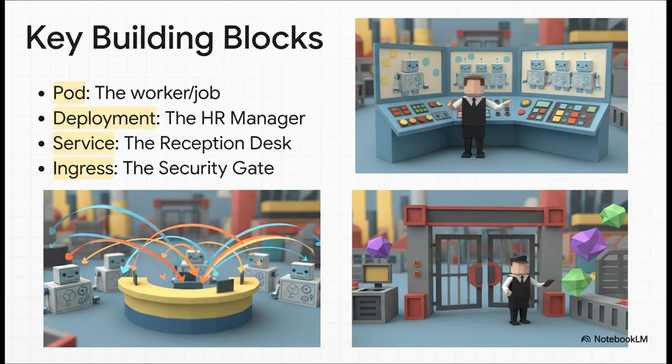Then you've got a deployment, which is kind of like the HR manager. You just tell it, hey, I need 3 copies of this worker running at all times. And HR makes sure that always happens. A service is like the internal reception desk. It gives other parts of your app a single, stable phone number to call to find those workers. And lastly, ingress is the main security gate at the front of the factory, controlling exactly who and what gets to come in from the outside world.